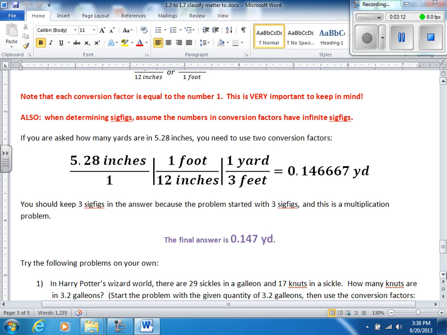Okay, try this on your own. Go ahead and pause the video. We're given all this information about Harry Potter's world. Pause it, and here's the answer.